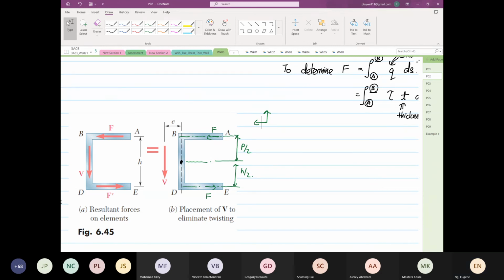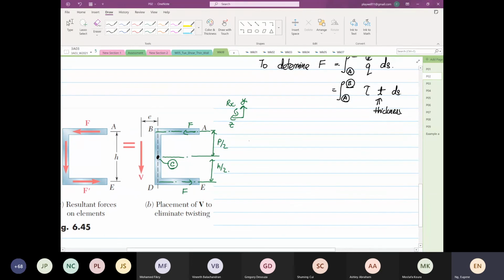Now, what we have here, this center over here, I'm going to call my point C. So this is my Y, this is my X, Z, and this is our rotation in X. So what we're going to do now is take the summation of moments in the X direction. We're going to take our moment at point C.